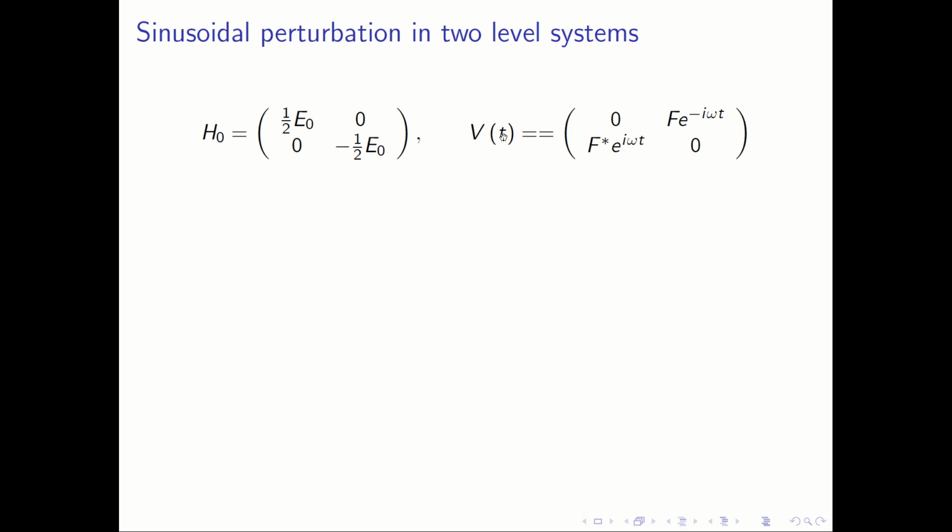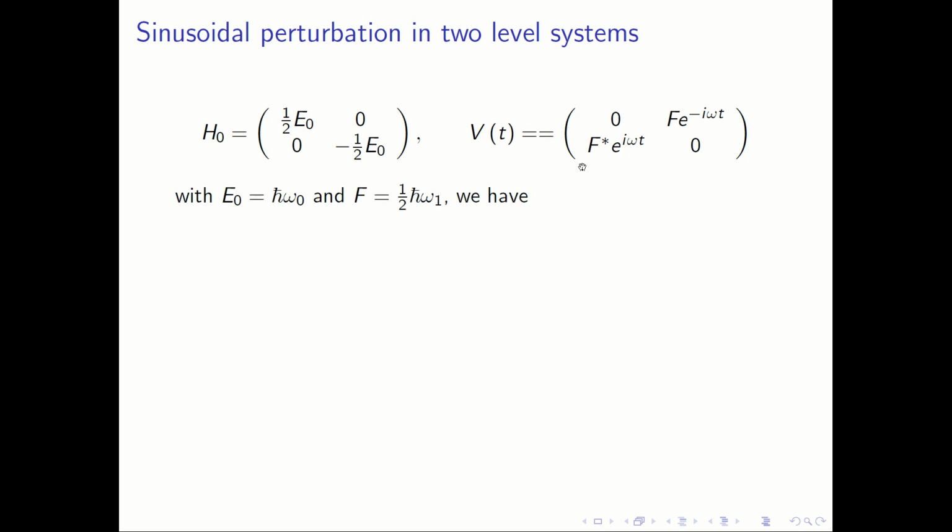On top of this, we have applied a perturbation V of t. Ignore the double equals, this of course should have been a single equal, which is purely off diagonal. Basically our F operator that we talked about is the operator 0 F 0 0. F dagger of course is 0 0 F star 0. So this is what my V of t is. It's a Hermitian operator made out of F and F star, where F and F star are constants.